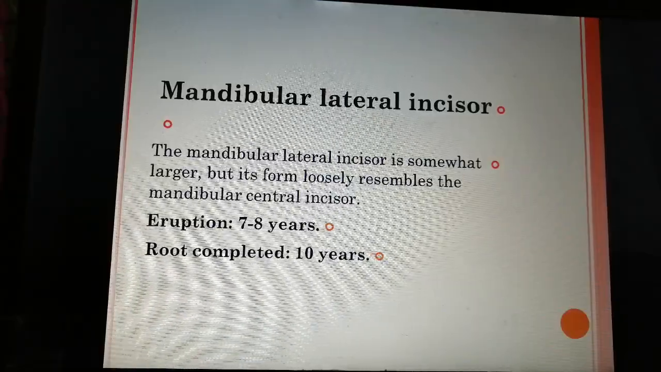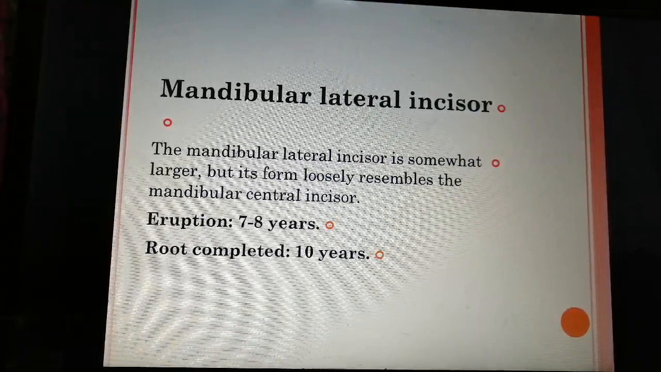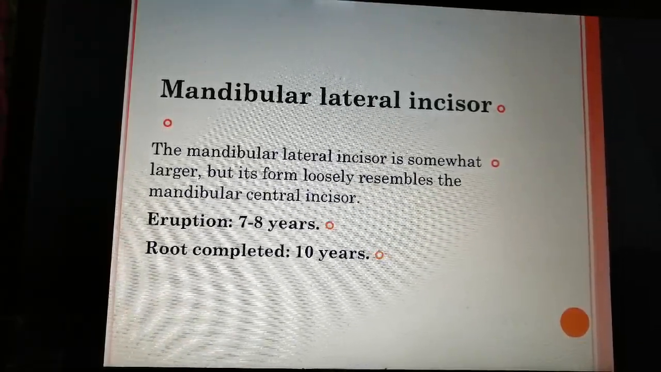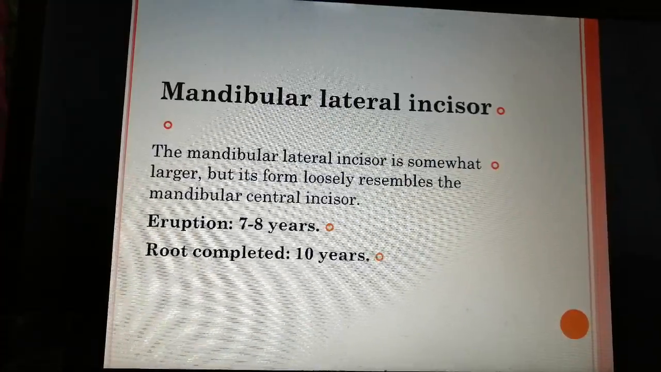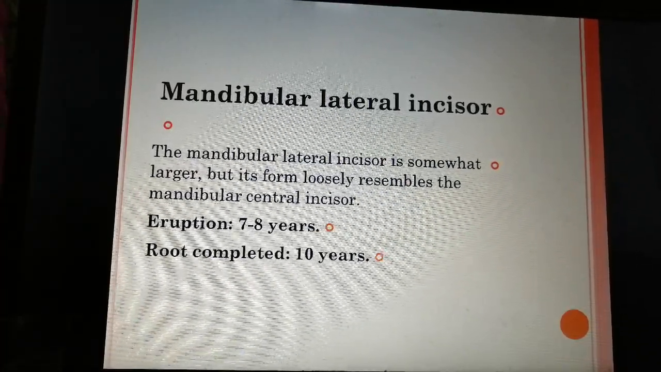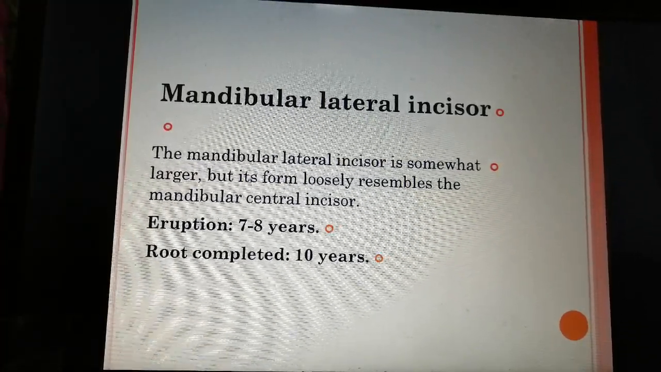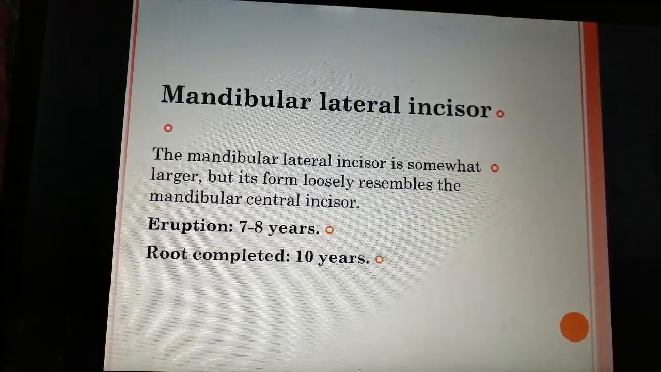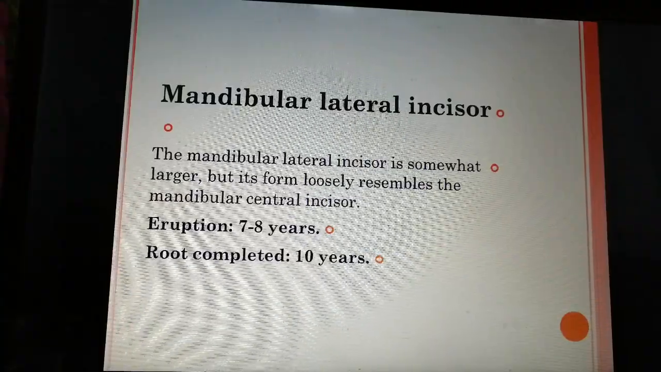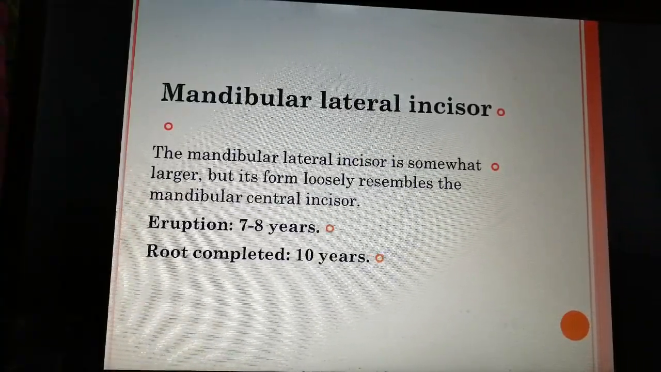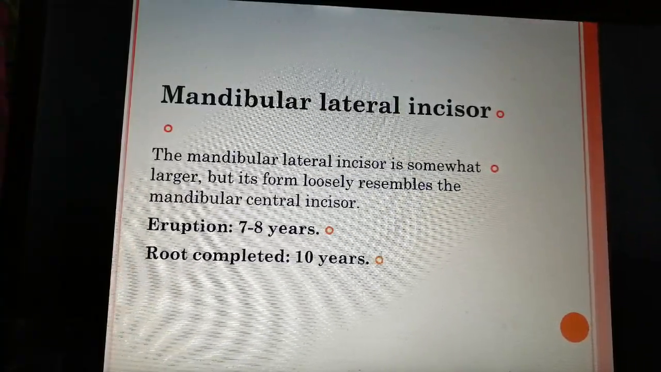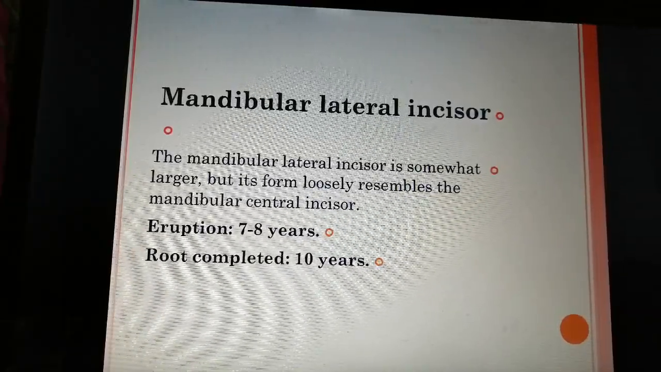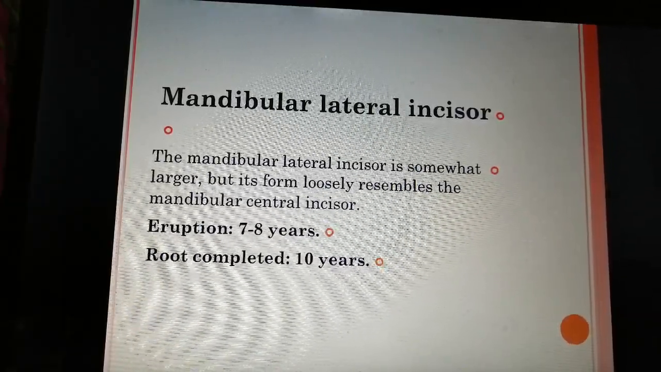Mandibular lateral incisor. The mandibular lateral incisor is somewhat larger, but its form loosely resembles the mandibular central incisor. Eruption: 7 to 8 years. Root completion: 10 years.